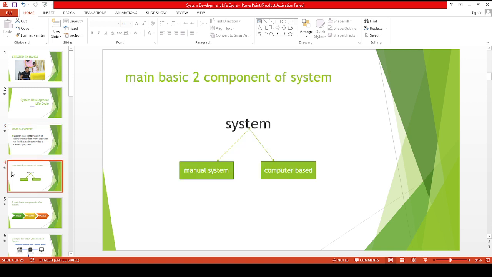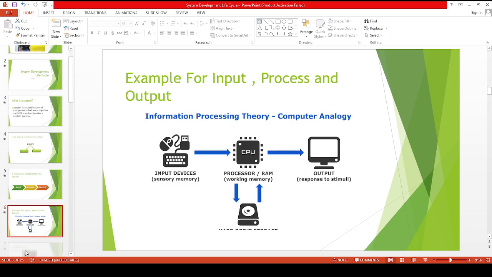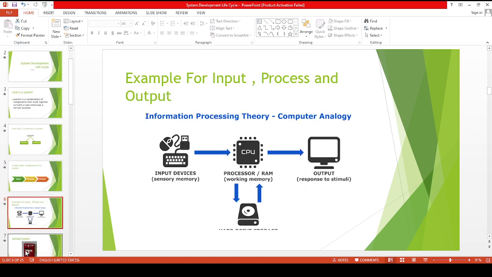The two main basic components of a system: a system is divided into two components, that is manual system and computer based information system, otherwise CBIS. And a system processes with three main basic components: input, process, output.